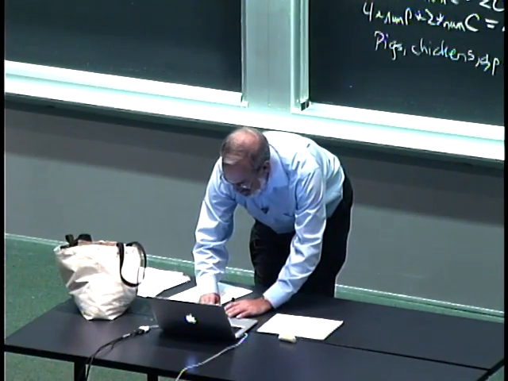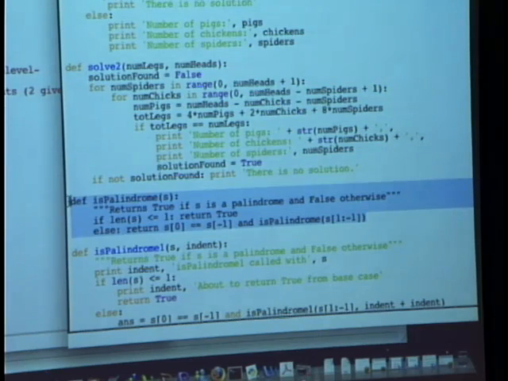I would like you to look at this piece of code right here called isPalindrome. Notice what it says. I'm going to pass in a string, we'll call it s, which binds it locally. And it says the following. If this is a string of length 0 or 1, I'm done. I'm going to return the answer True.